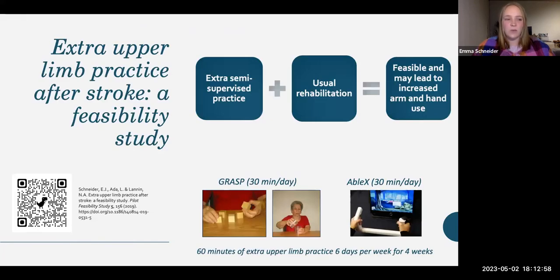I actually found this myself when I was doing a feasibility trial. So this is a published article. I've got the QR code on the screen as well. This is a feasibility trial. So essentially I did my systematic review and then thought, that's a lot of practice. How are we actually going to do that? And one of the ways that we first tried was to look at offering an additional practice session.